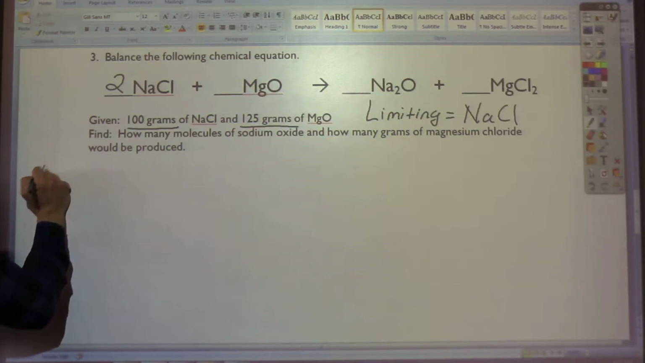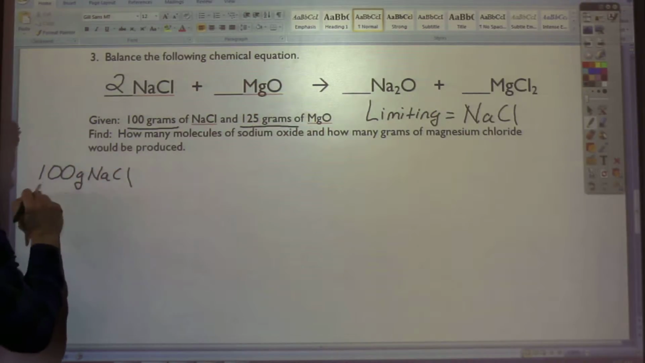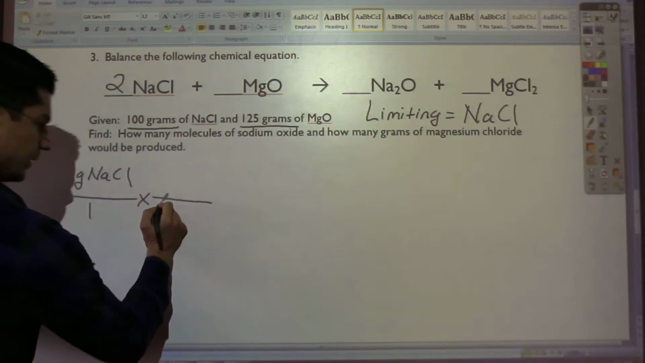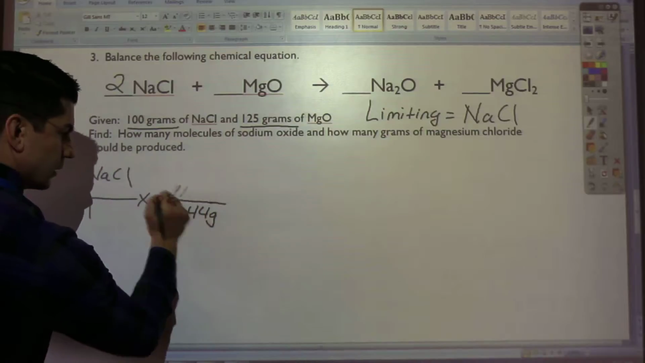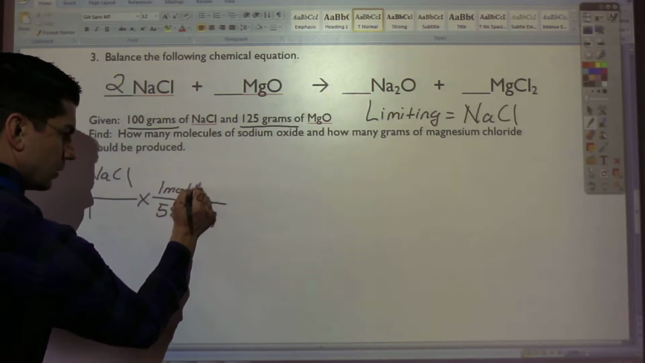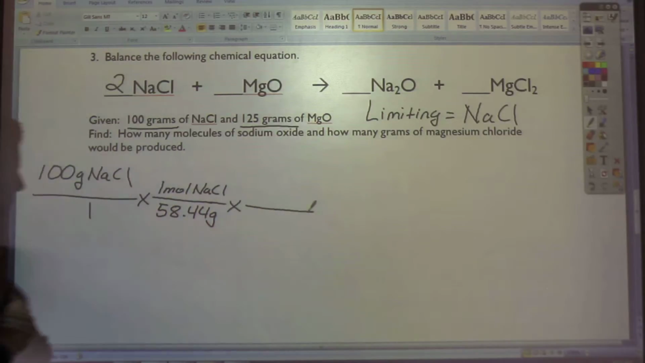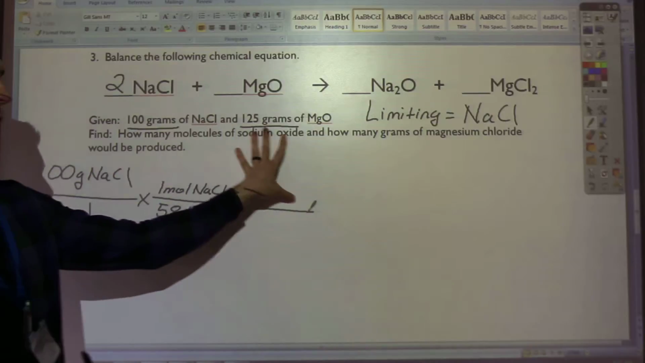So we were given 100 grams of NaCl, and as always, we are going to first convert this to moles. We did this in our last step when we were finding our limiting reagent. Okay. I think we're good here. Now, what compound are we trying to get to?